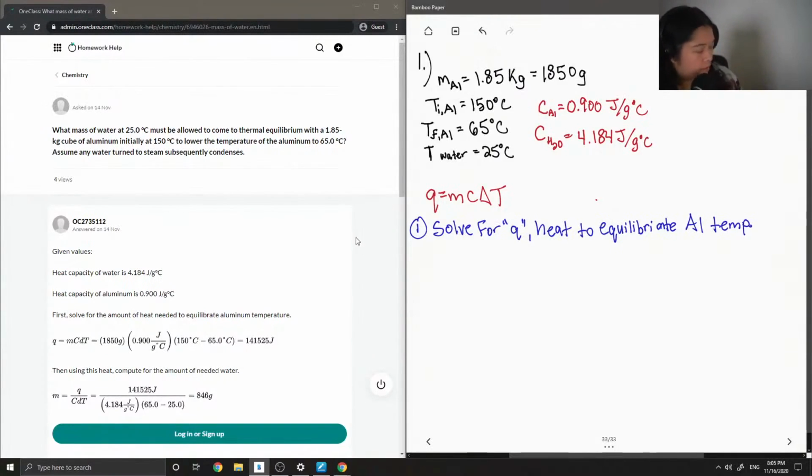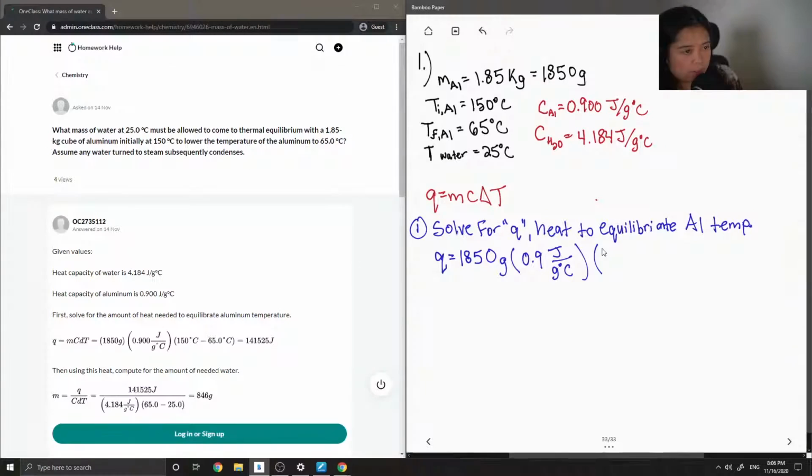To solve for Q, I simply plug in all the values I had written out up there. For mass, I converted it to grams, so it's 1,850 grams. The specific heat capacity of aluminum, we looked up, was 0.9 joules over grams times degrees Celsius. And delta T is T final minus T initial.